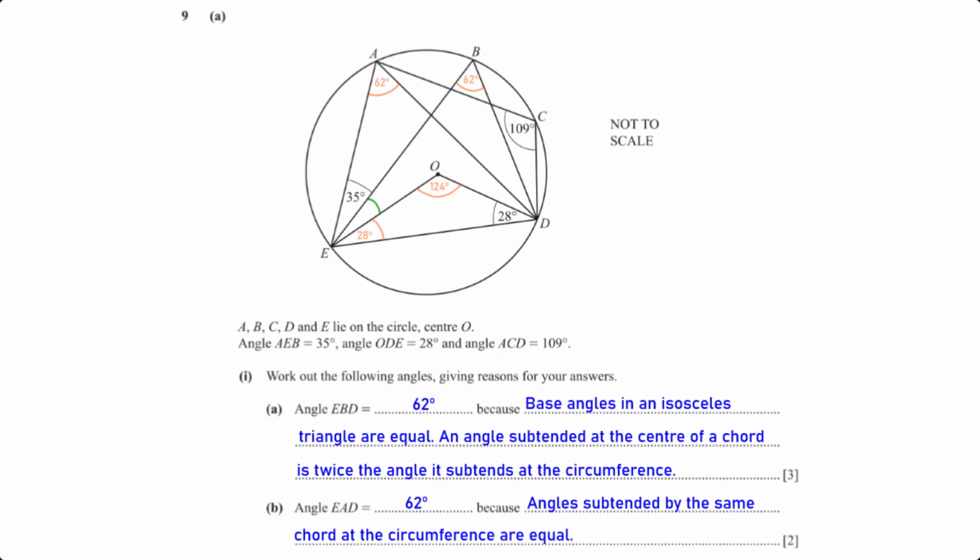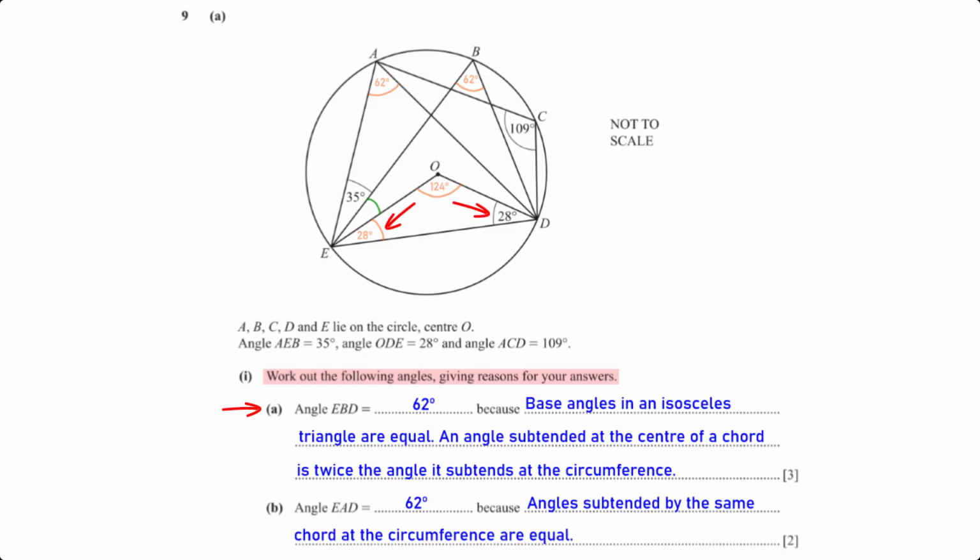A, B, C, D, and E lie on the circle center O. Angle AEB is 35 degrees, angle ODE is 28 degrees, and angle ACD is 109 degrees. Work out the following angles, giving reasons for your answers.